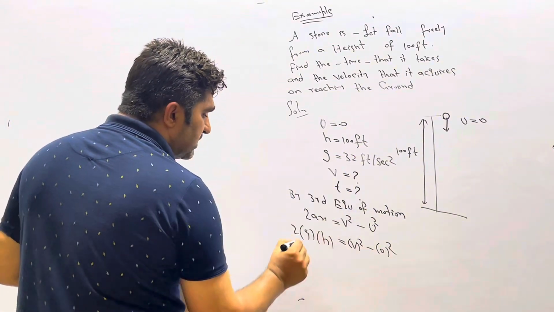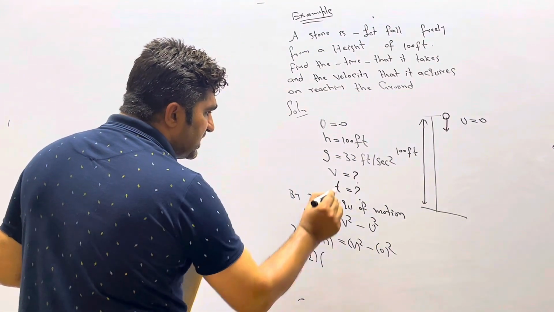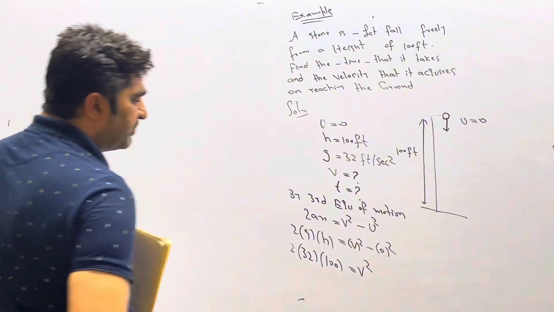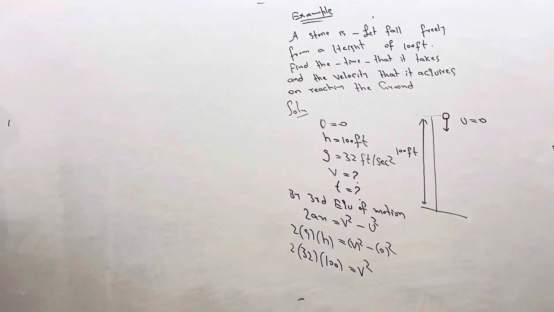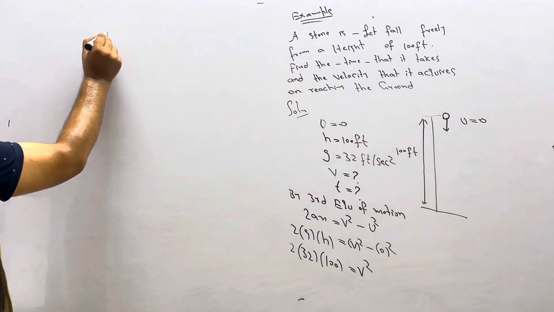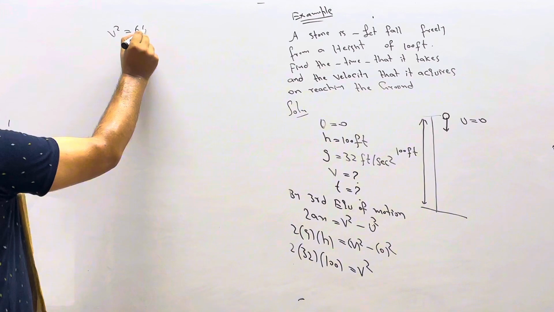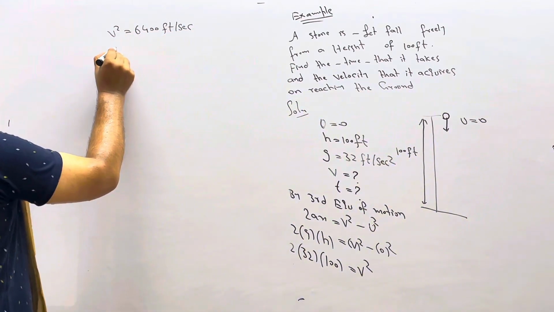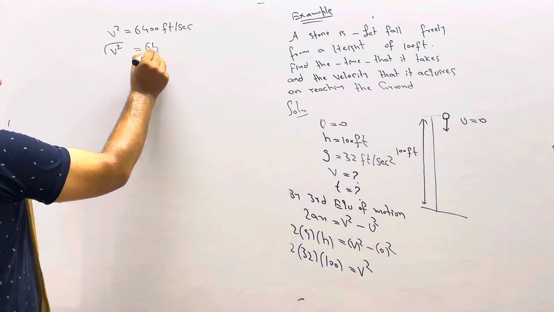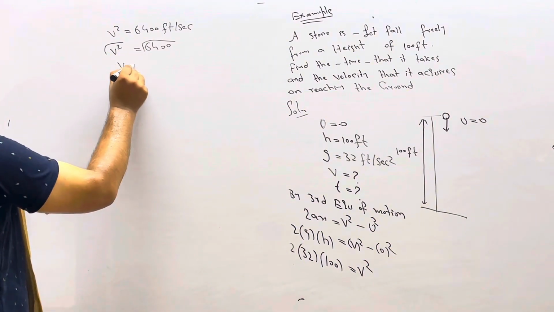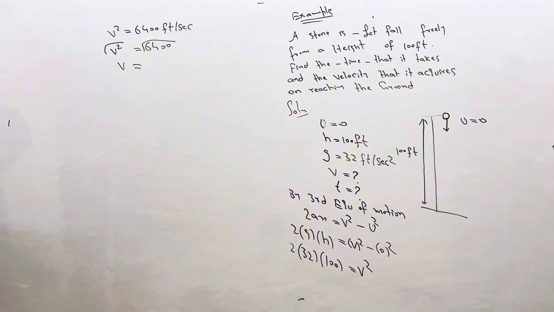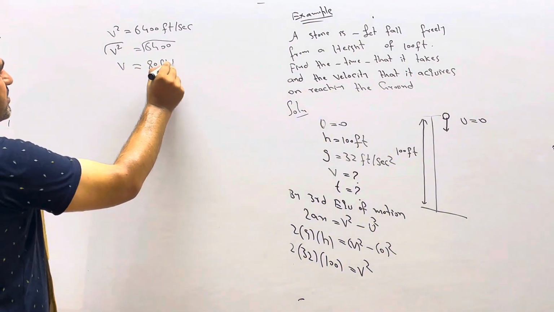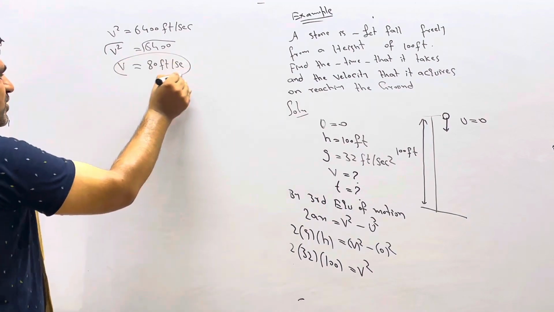What is g here? It is 32. What is h here? It is 100. And this is v square. So your v square will be 6400, in feet squared per second squared. But you want to find v, so you can take the square root. You will get v equal to only 80 feet per second. So we got the velocity.